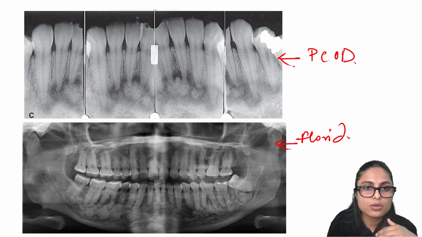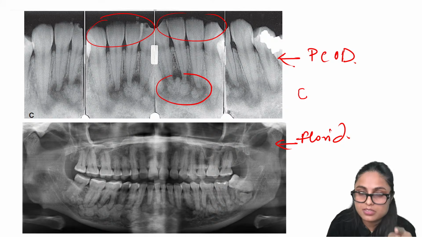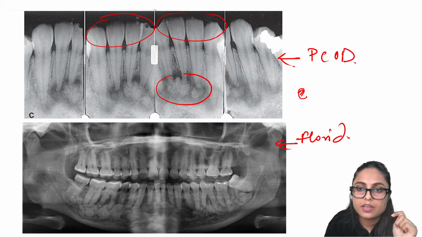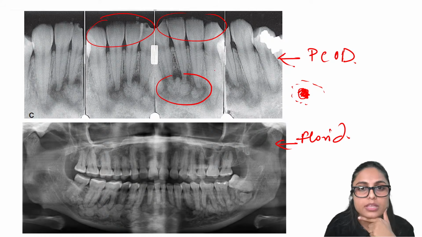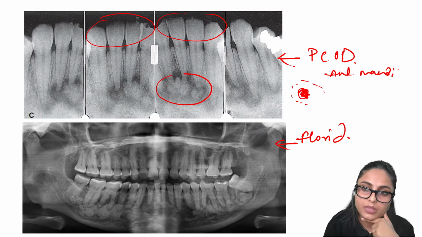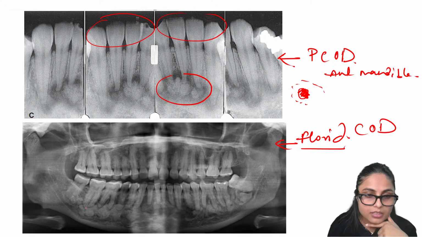Can you see in PCOD, the teeth are vital, no caries, no infection. At the periapical region, you will see the mixed stage. So, this is the mixed stage of PCOD. The radio-opaque mass surrounding the radiolucent area. This is PCOD affecting the anterior mandible.